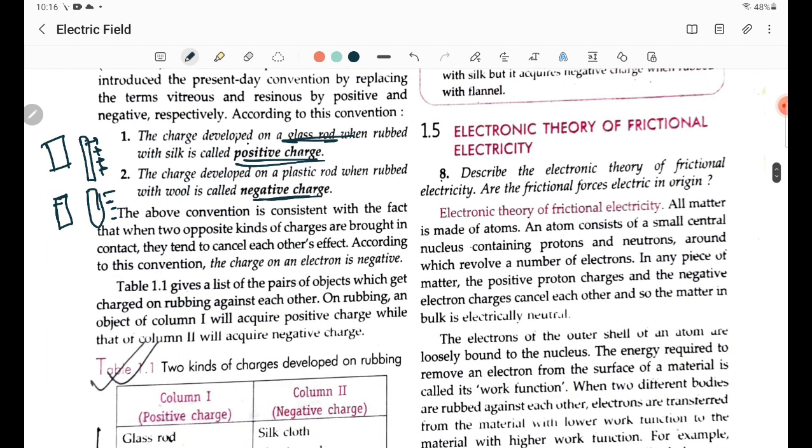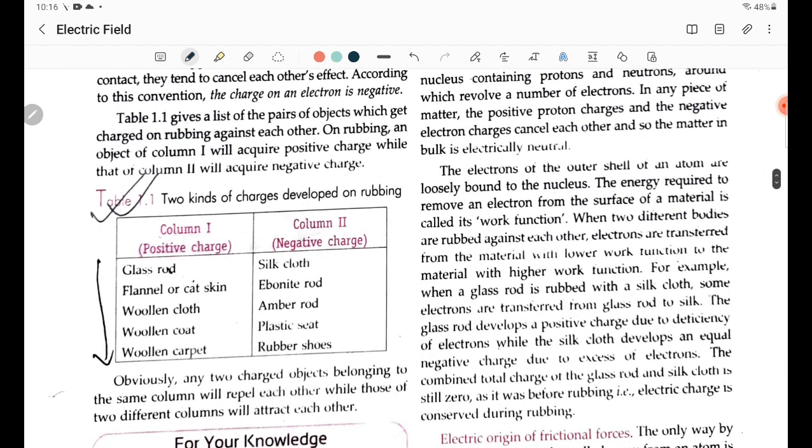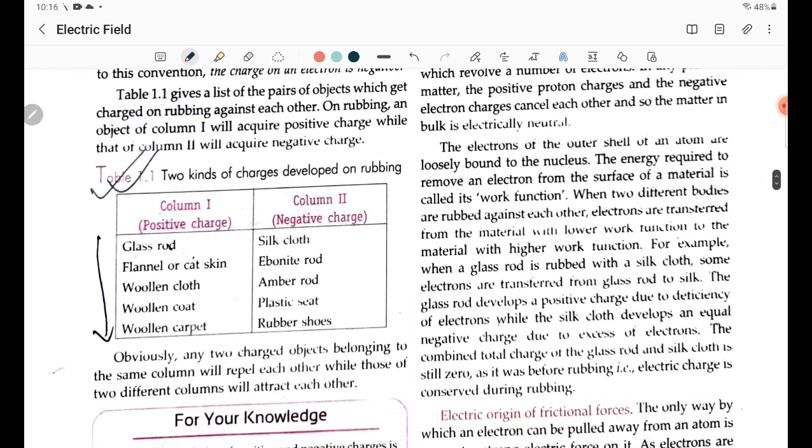Now see, these are the columns. This is a very simple column. When the glass rod and silk cloth are rubbed, the glass rod will get positive, the silk cloth will get negative. Glass rod with ebonite, glass rod with amber, glass rod with plastic sheet, glass rod with rubber shoes, each other. So this is getting positive, this is getting negative.